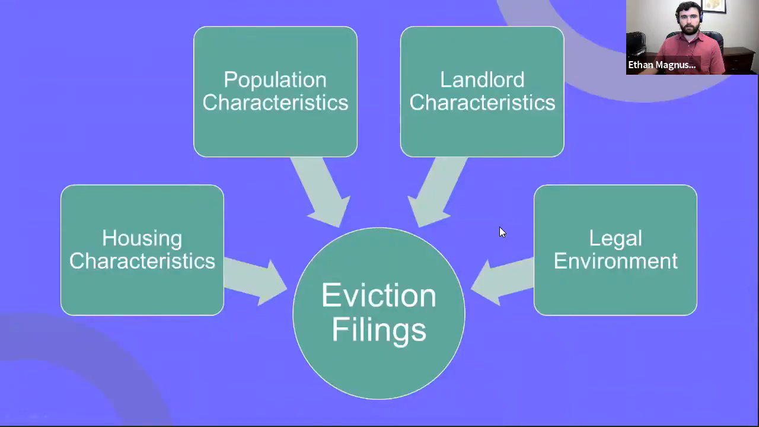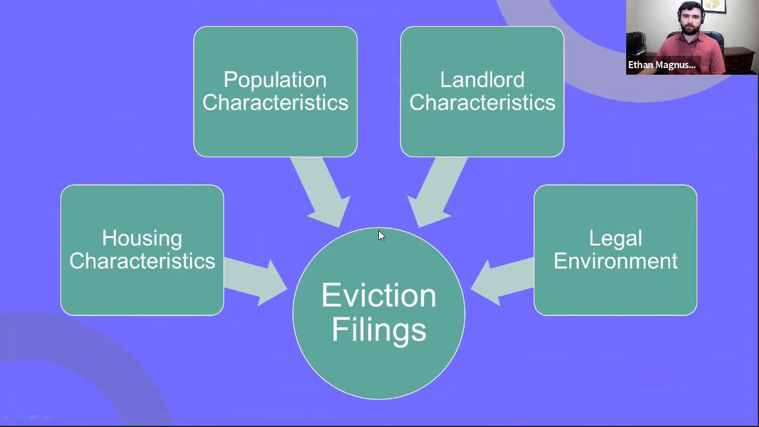We were able to use ACS variables to operationalize several of the different factor clusters which previous researchers have found contribute to eviction filings. So for example, housing characteristics, things like median rent, and whether a property has any habitability issues, population characteristics like the number of renters in an area, or their race or their income. And landlord characteristics, things like how many properties a landlord owns, and legal environment. These are things like the eviction filing fee.